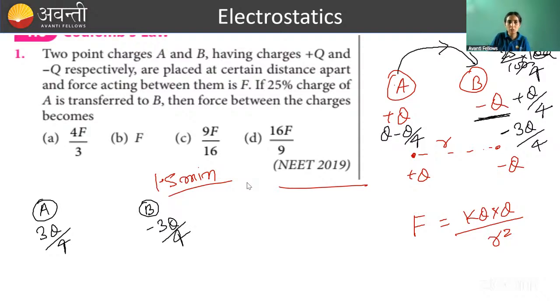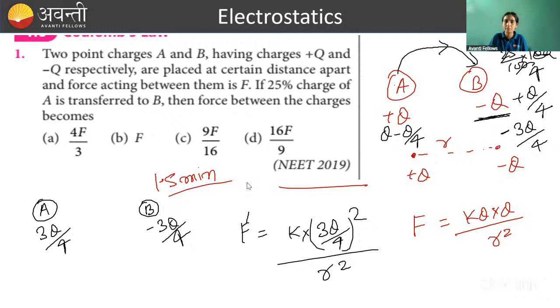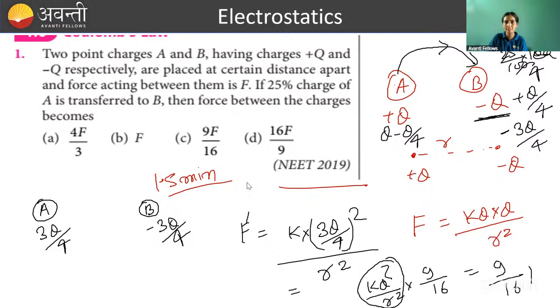Now what will be the new force? The new force we can write as k into (3q by 4) squared divided by distance squared, because distance we are not changing, right? So this will be equal to kq square by r square into 9 by 16. So force, this was equal to how much? F. So new force is 9 by 16 of F. Done it? So correct option will be C.